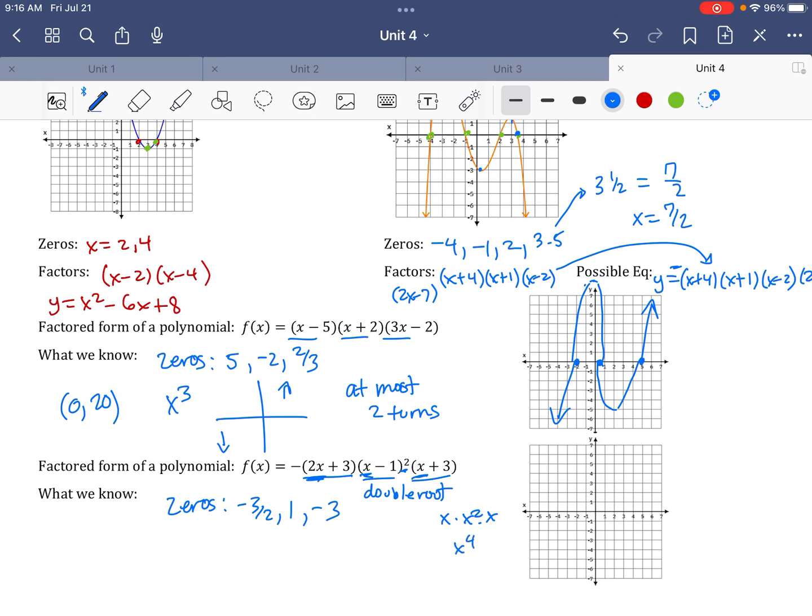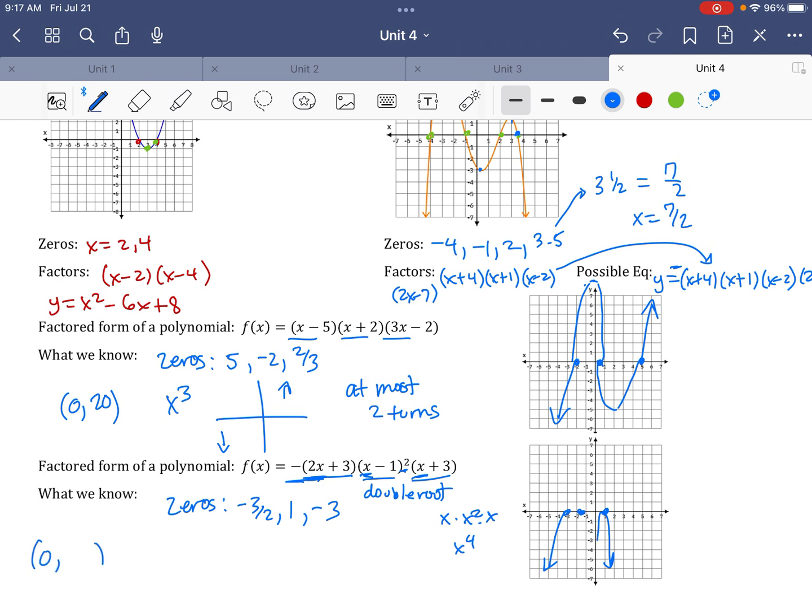So this is an even degree. So that means both ends go up or both ends go down. Well, I have a negative, so both ends go down. All right, so let's see. Negative 3 halves, that's 1 1/2, 1, and negative 3. I know both ends go down. Okay, I know that 1 is a double root, so that means it's going to bounce off of that, right?